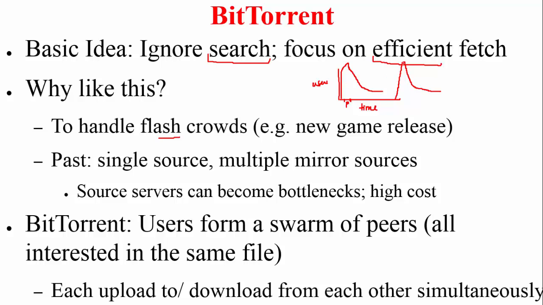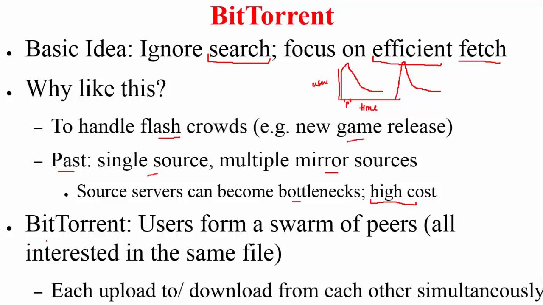Thereby it is quite important to ensure that all of them are able to fetch these files in an efficient fashion. What used to happen in the past is, for example, if it were a game release, the company that is releasing the game will have a single source as well as set up multiple mirror sources to facilitate downloading of this game. But as I mentioned, this involves high cost and the servers can become bottlenecks when the client population is very large. So peer-to-peer solutions can help here by leveraging on the resources provided by the peers.